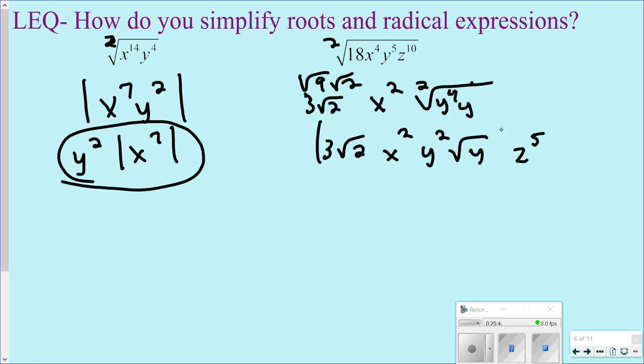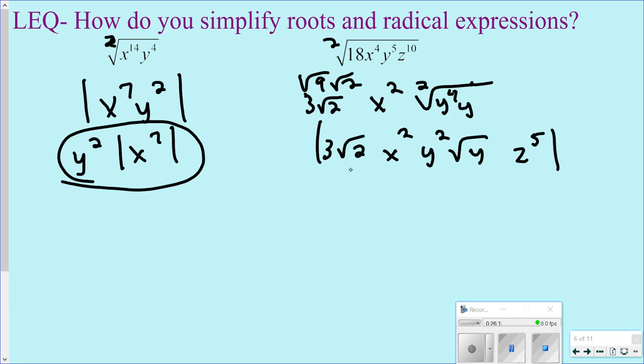And remember, initially, all of that is inside the absolute value because of it being an even root. Now I'm ready to determine what can go out of the absolute value and what has to stay in. Remember, it's an even root in the initial problem and an odd exponent in the end. So that z to the 5th must stay. The y squared and the x squared and the number 3 and the square root of 2 and the square root of y, they all come out. So the only thing that's going to stay in is that absolute value of z to the 5th.